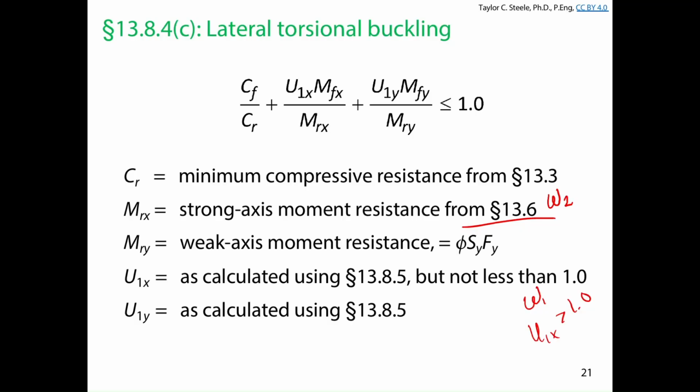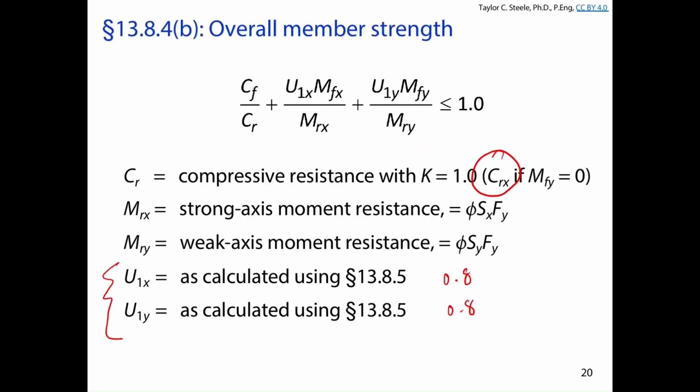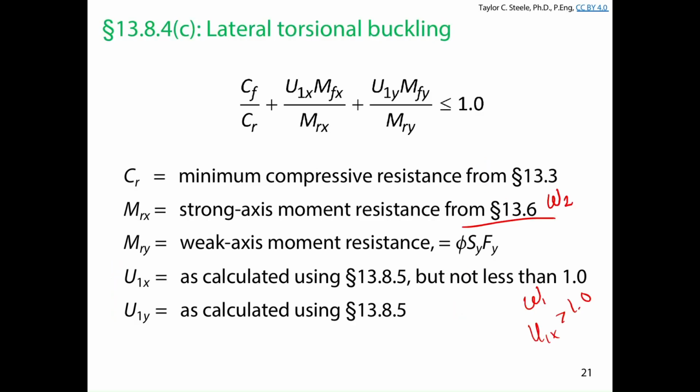Okay, so if I was to summarize, for the most part, for cross-sectional strength, CR is going to be big, MRX is going to be big, and so it doesn't govern that often. As soon as we start to look at overall member strength, the compressive resistance goes down because now we're considering buckling and not just yielding. So it's more likely that that's going to govern compared to cross-sectional strength. And then if we look at lateral torsional buckling, CR is probably going to go down more. MR is going to go down to the unbraced moment resistance. And so 95% of the time, I would say lateral torsional buckling is going to be the limit state that's going to be the worst when calculating the strength of beam columns.